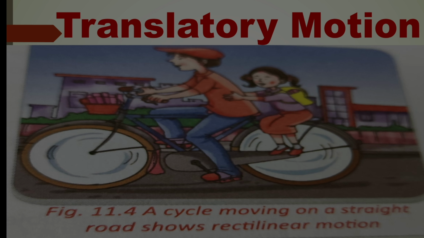Children, in this section we have seen what is motion, what is rest, and the most important types of motion. We saw translatory motion. Under translatory motion, there are two types. One is circular motion, the other one is rectilinear motion. There are many more types of motion which we will see in the second part.